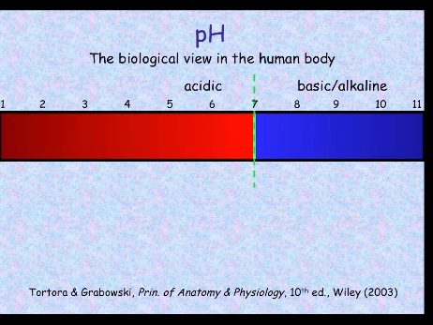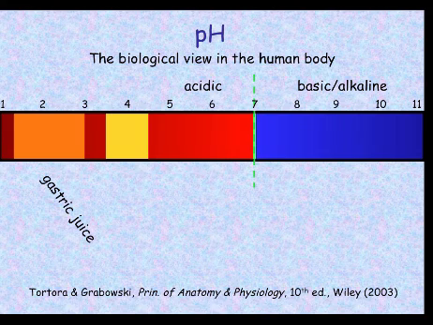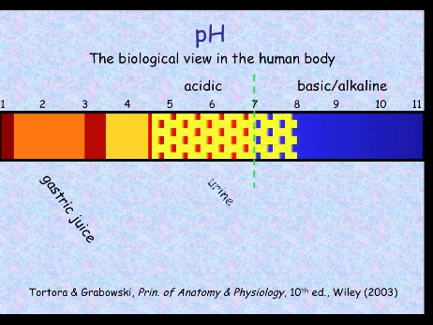Now let's take a look at the biological view of the human body. Remember, a pH of 7 is neutral. So gastric juices have a pH that's very low. When you have a pH that is low, that means your hydrogen concentration is going to be very high. So gastric juices are what you have in your stomach.